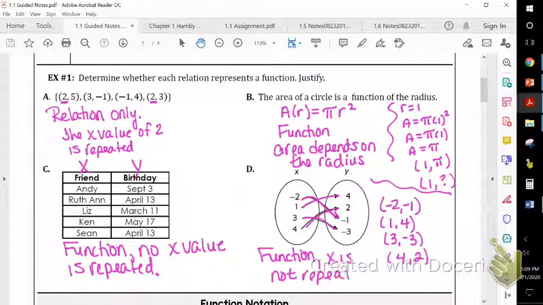Now, a quick way when it's in mapping that you can look at, let me erase what I've got there real quick. A quick way is just look at the x oval. You'll notice here that none of those numbers have 2 lines coming out of them. If they had two lines coming out of them, that would mean that that x value was being repeated.